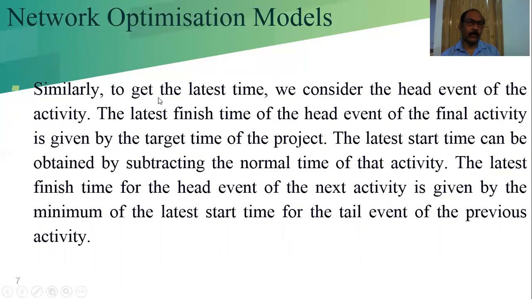Similarly, we get the latest time considering the head event of the activity. The latest finish time of the head event of the final activity is given by the target time of the project. The latest start time can be obtained by subtracting the normal time of that activity. The latest finish time for the head event of the next activity is given by the minimum of the latest start time for the tail event of the previous activity.